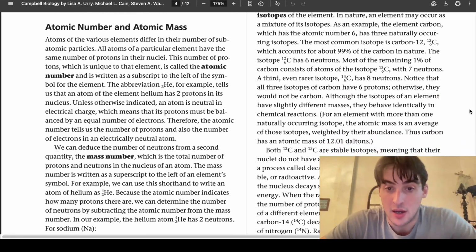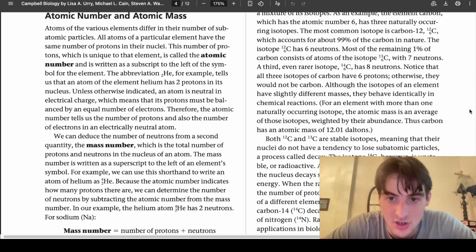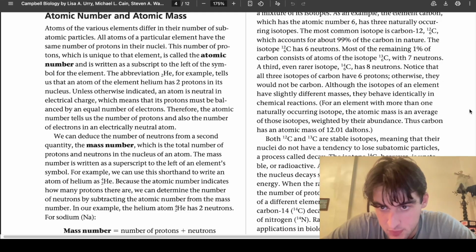The isotope 12,6C has 6 neutrons. Most of the remaining 1% of carbon consists of atoms of the isotope 13,6C with 7 neutrons. A third, even rarer isotope, 14,6C, has 8 neutrons.